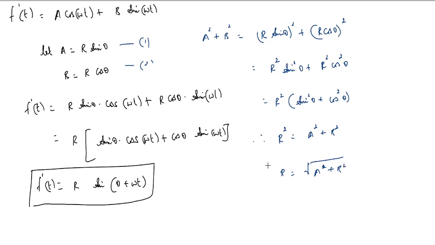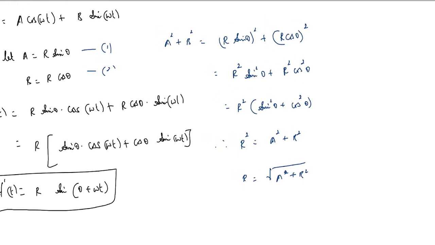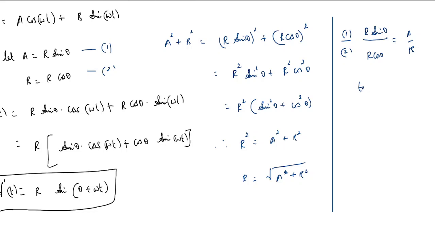This r is called the resultant amplitude. And from 1 and 2, if you divide 1 by 2, the right hand side first, r sin theta by r cos theta is equal to a by b, or tan theta is equal to a by b, or theta is equal to tan inverse of a by b.